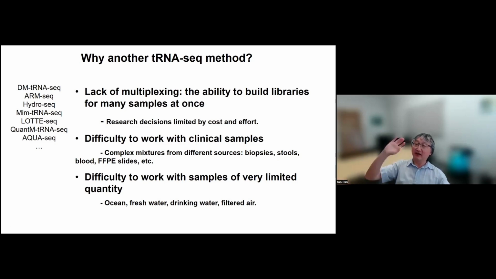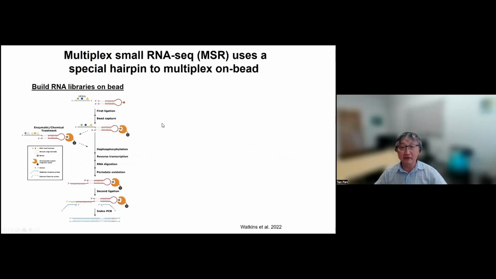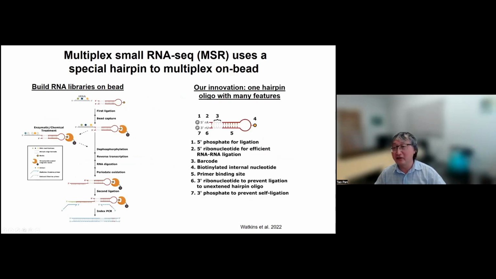In any case, let's rethink this whole process. How do we make all these things happen? This is what we developed, called multiplex small RNA sequencing. This was published, and I'm just going to give you some salient points. The key innovation here is the hairpin oligo, which has certain features that allow us to do all the things on the right.